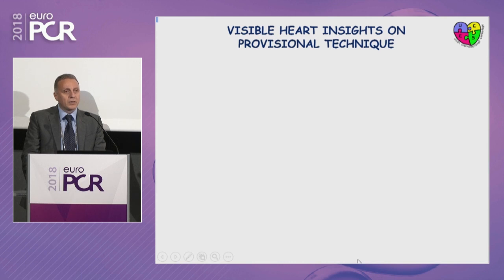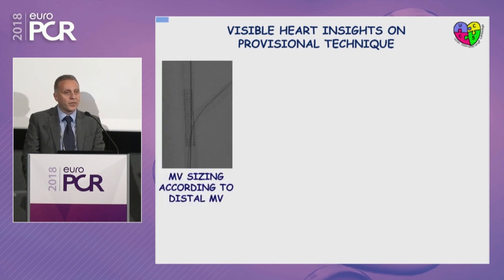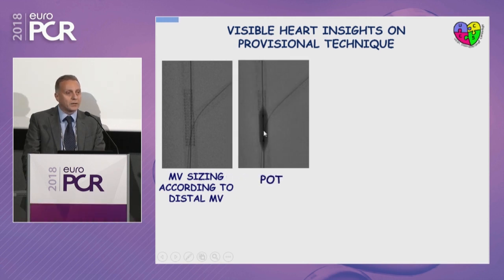In this lab, what I had the possibility to do is to perform what is actually recommended by the European Bifurcation Club group, so the provisional technique, according to a series of rules. The first rule is to perform crossover stenting across the side branch takeoff, selecting the main vessel sizes according to the distality of the main vessel. This allows you to reduce the carina shift. And then you should correct this by POT, proximal optimization, with appropriately sized balloon.